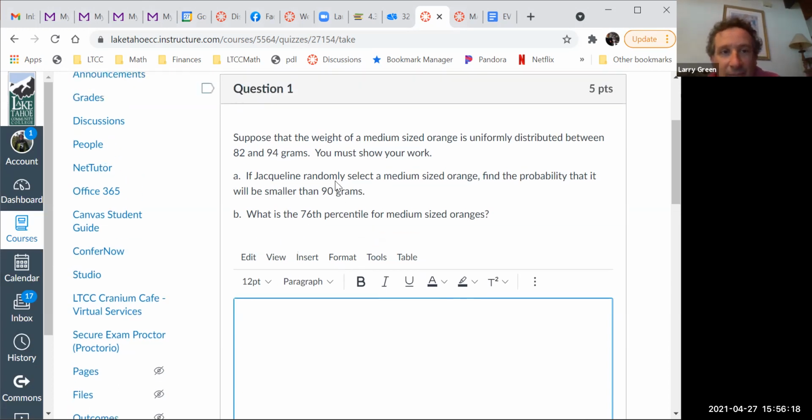So let's read it. Suppose that the weight of a medium-sized orange is uniformly distributed between 82 and 94 grams. You must show your work. The first thing I recommend is to do a quick picture sketch. It never works great, but I'm going to try drawing a picture using the Zoom tool. Let's see if it allows me.